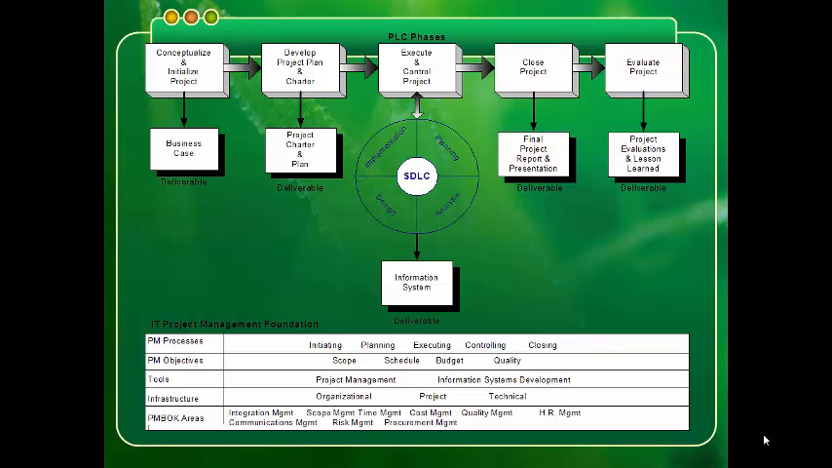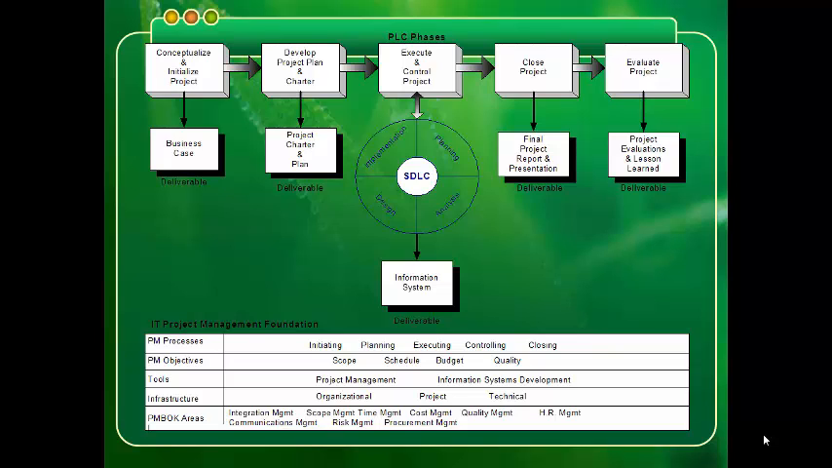We have here what we call the PLC phases. So as you can see, we have a complete diagram, and under the IT Project Management Foundation, we have 5 parts, or the composition of the IT Project Management Foundation. So the first one is the PM processes. The PM process has initiating, planning, executing, controlling, and closing.